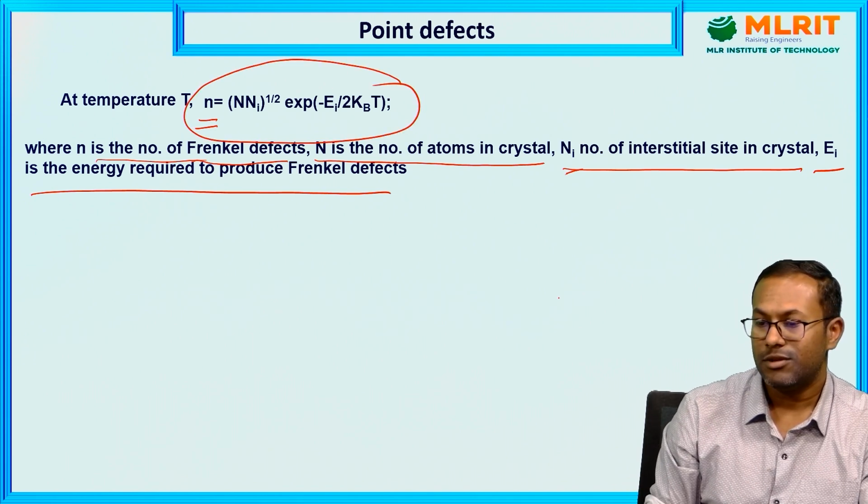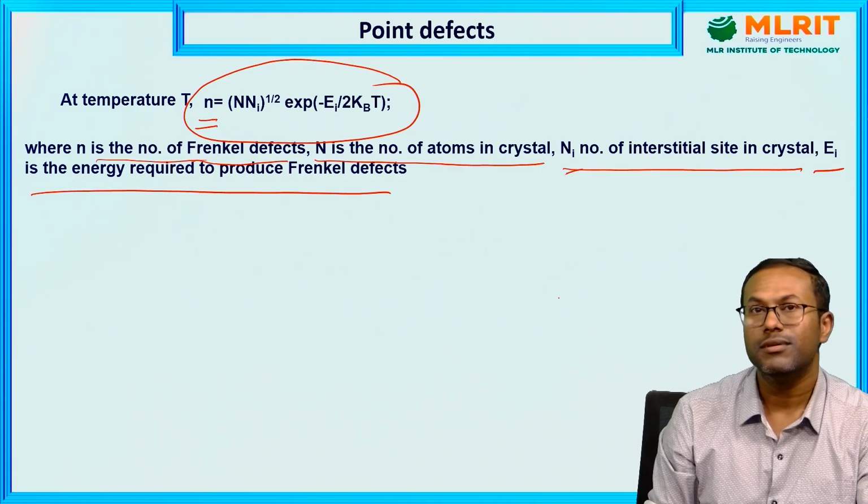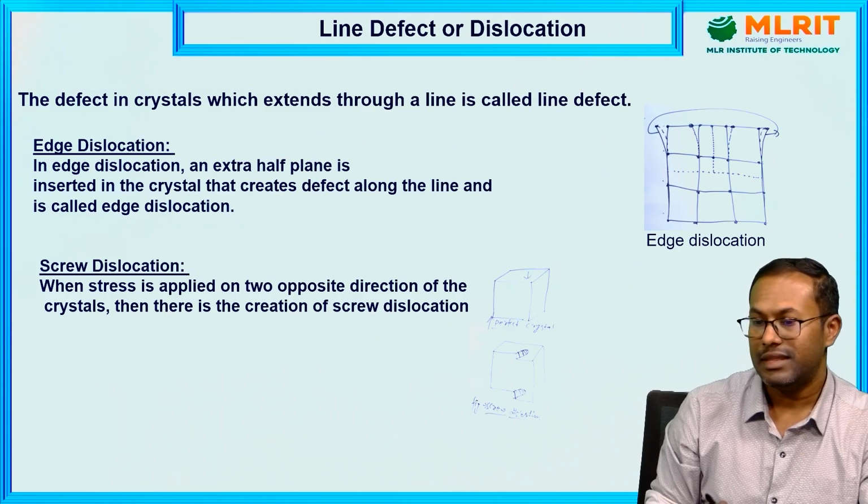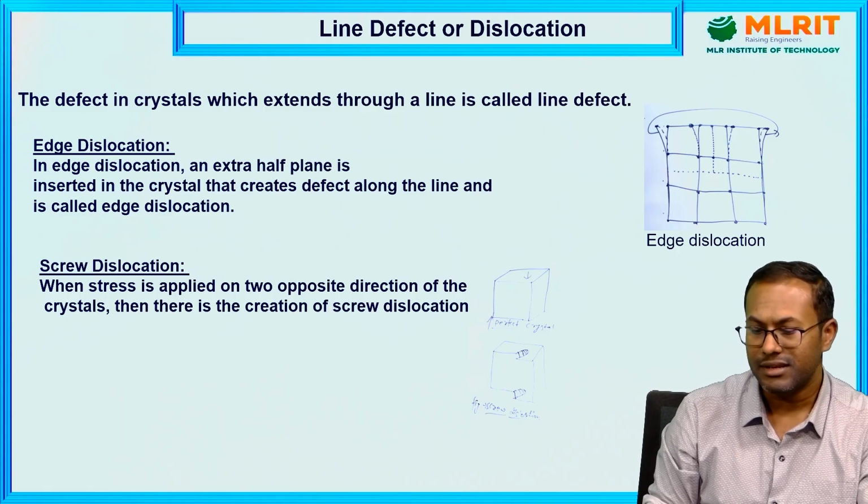Now come to the next topic. This is a point defect I will discuss. Now coming to the next one, line defects. Today this is another topic. What is a line defect? I already mentioned.